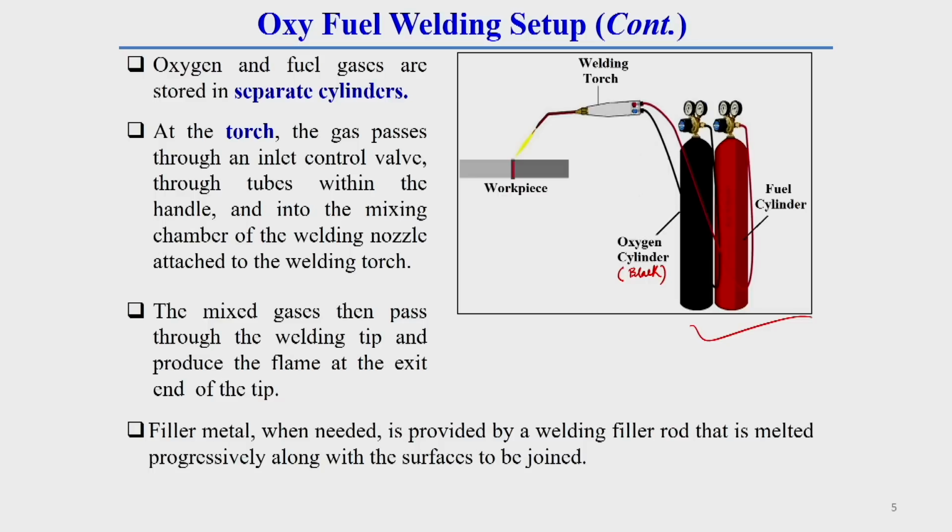That means we can easily guess what gas is inside the cylinder by seeing its color. This fuel cylinder, whatever color it is showing, this is maroon color, which is the color for acetylene gas, and generally two cylinders are there.